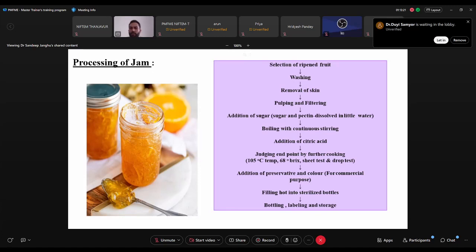After boiling and achieving a TSS level of not less than 68%, in between we can add citric acid and preservatives like KMS, potassium metabisulfite, or sodium benzoate, which help to prevent the growth of yeast and mold in jam. Then after filling the bottles, we do labeling and capping.